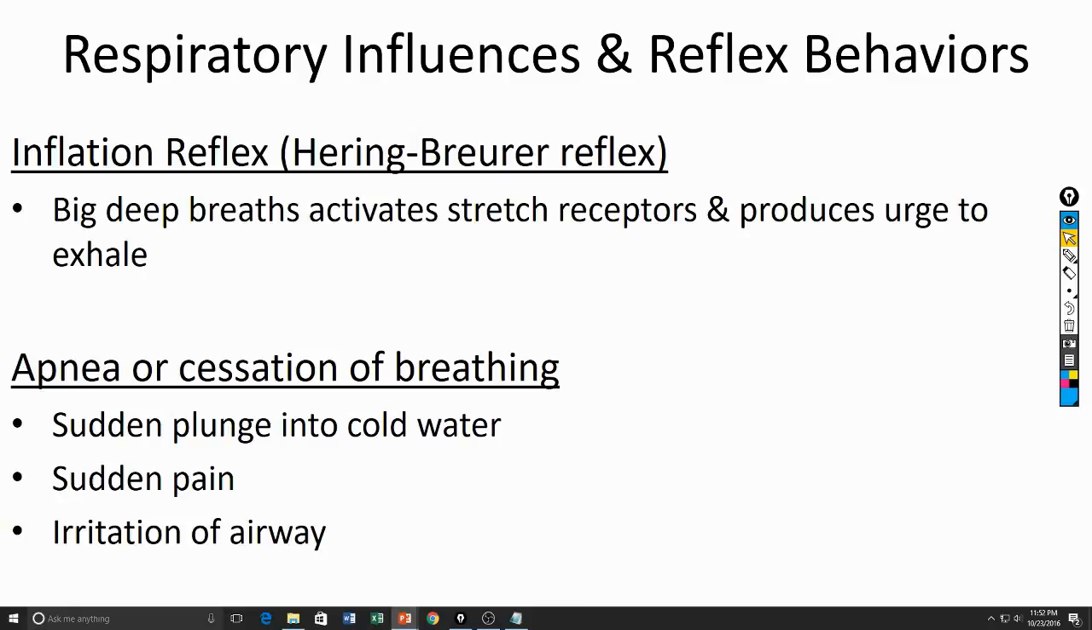Other things that influence breathing. In this case, we have reduction of breathing, apnea, or just stopping of breathing, cessation of breathing. If you have a sudden plunge into cold water, that'll cause people to hold their breath momentarily. If you have pain, it will also cause people to hold their breath for a second. Or also irritation of the airway. If the airway itself is irritated or, say, inflamed, it can slow down breathing rate.